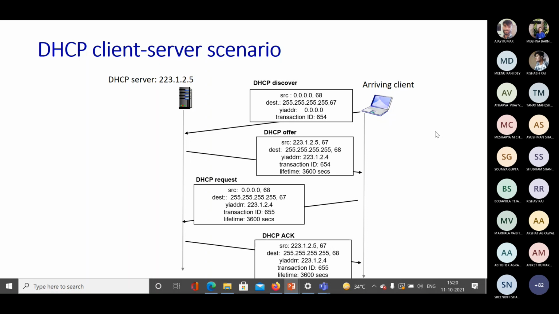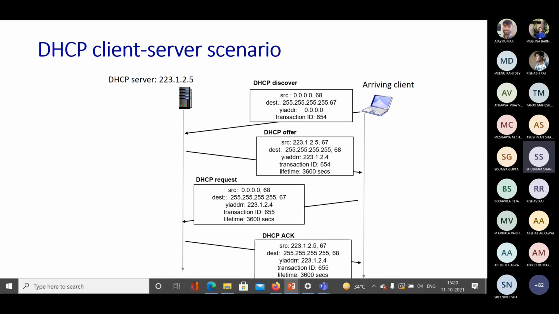Okay. Now, can I get back to my question as to why the DHCP request and DHCP ACK messages are being broadcast? The other two we can understand, DHCP discover and DHCP offer messages, why they are being broadcast. But here, why are these two being broadcast? Can anybody tell this answer?